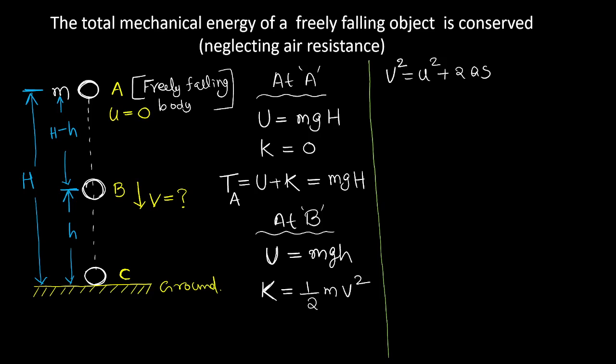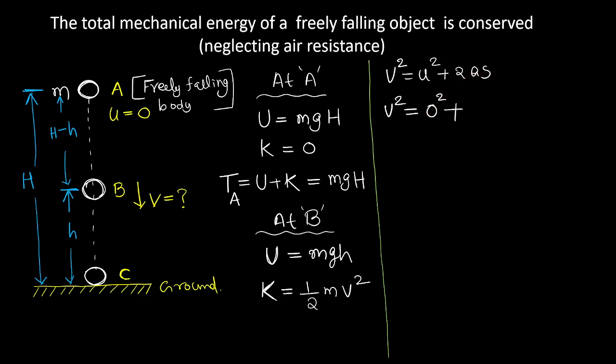Why am I using this formula? Because V square is required. Kinetic energy is half mv square. I want V square, the square of the velocity at B. V means velocity at B. We have a formula, V square equal to U square plus 2AS. I am considering the motion between A and B. U square is 0 square, because I told you the initial velocity is 0.